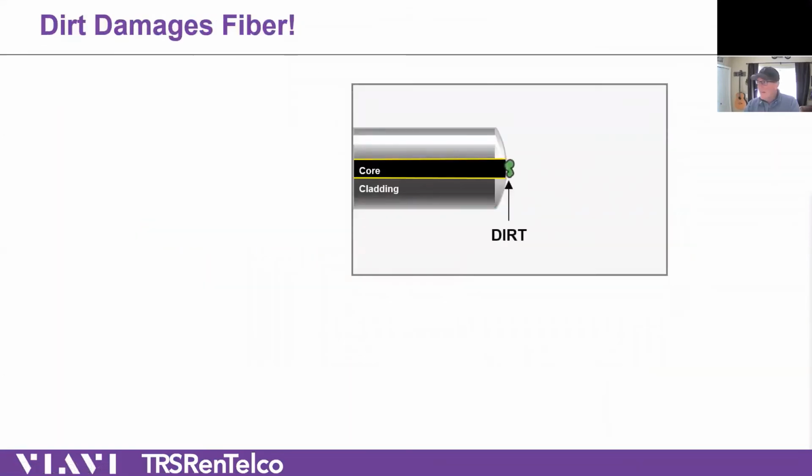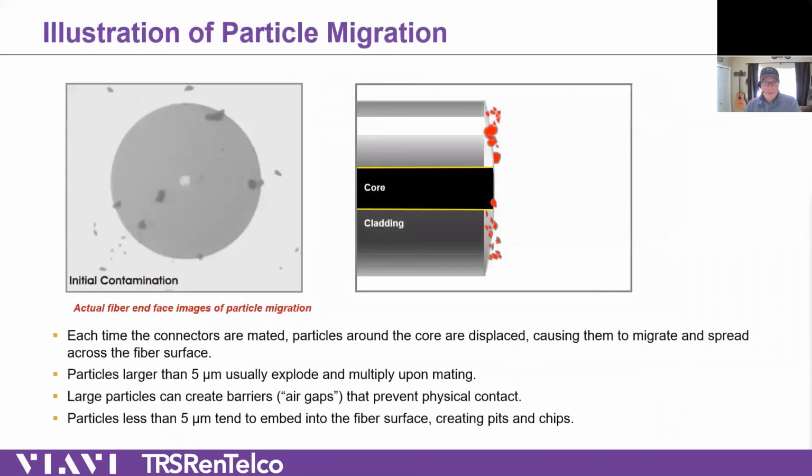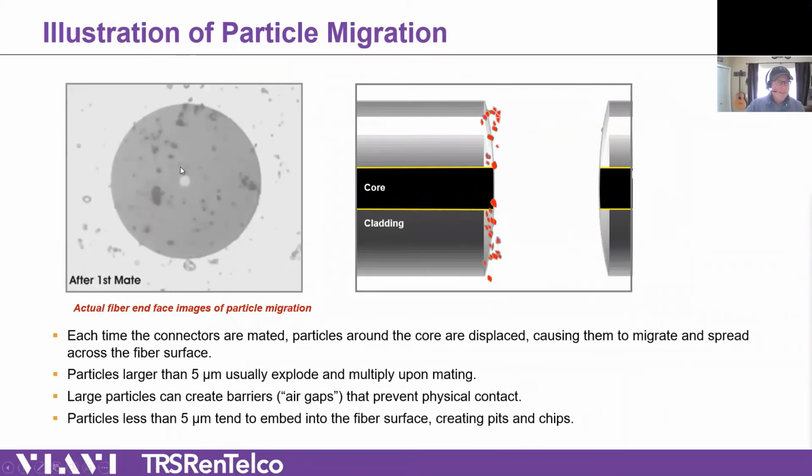So let's take an example of what this looks like. You have dirt on a fiber, and the pictures on the left are real, the picture on the right obviously not real. So you've got these dirt particles. If you don't inspect and clean, which is, by the way, where I'm going with all this for the cheat sheet, and you plug it in, the first time it's going to do one of two things. If the particles are big enough, it's going to shatter them, break them, and create more dirt.